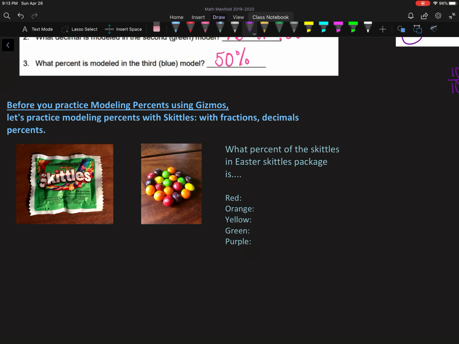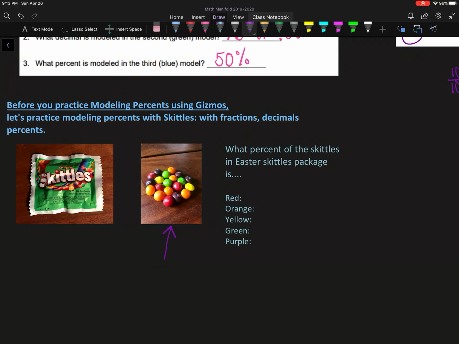So for Easter this year, Wesley and Sawyer received some different treats, and one of those was the individual Skittles bags. So I hijacked one of these for today's lesson. They were very upset. They kept asking to have them, and I kept saying, nope, they're for math. So out of the green bag, this is what we received.